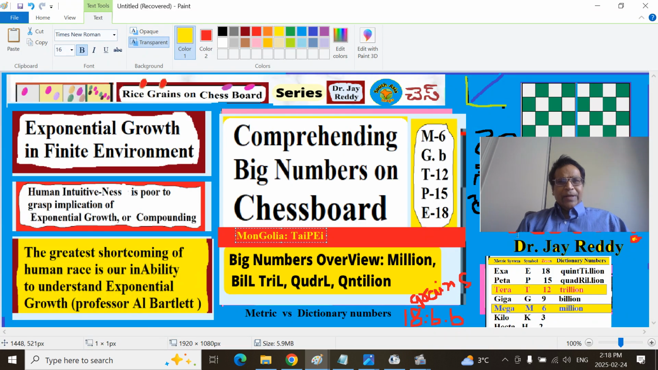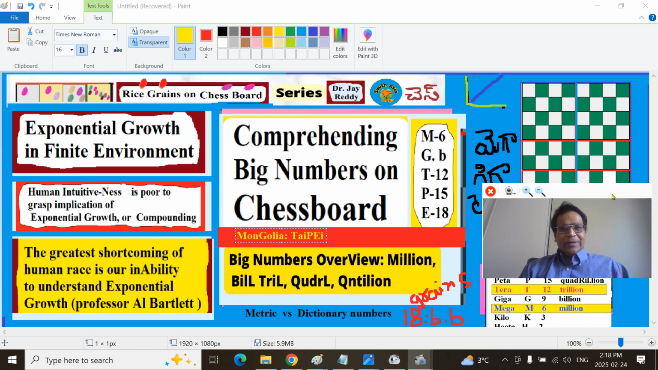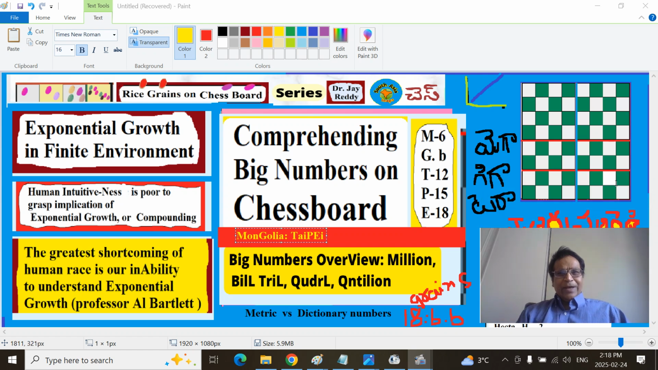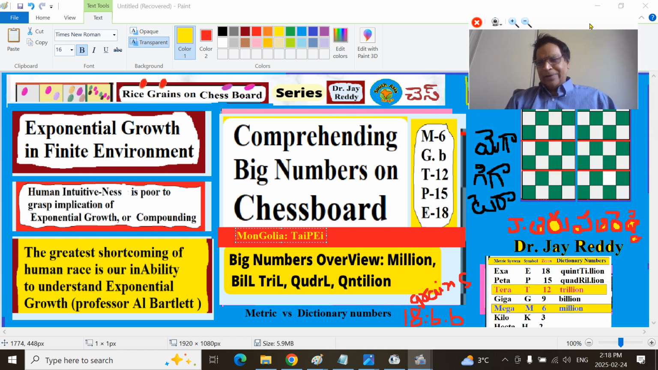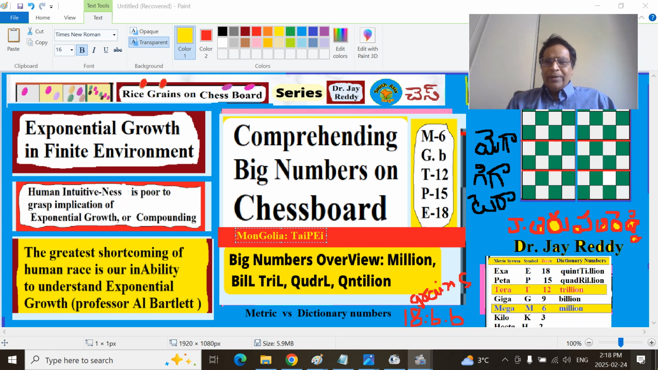Compounding the big numbers on the chessboard. By the time you reach the 64th square on the chessboard, the numbers will be enormous: mega, giga, tera, and so on. That is very important, that you need to comprehend exponential growth in a finite environment.